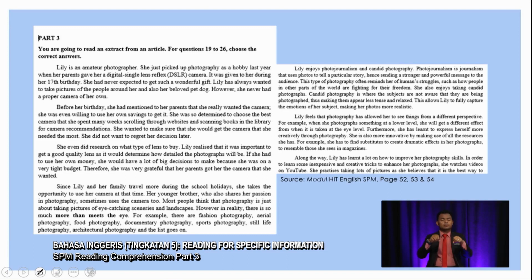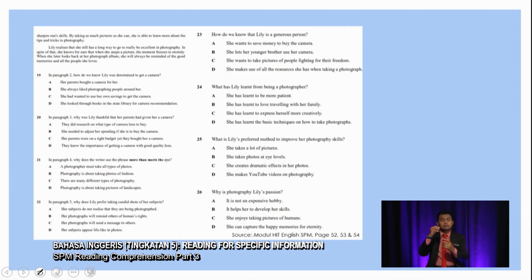All right. Okay, so this is the text, part 3. You are going to read an extract from an article. For questions 19 to 26, choose the correct answers. So that's the instruction that we have. And then, this is the continuation of the article, and there's a total of 8 questions for the long passage. And it's all multiple choice. And you've got to choose between A, B, C, or D as the answer.